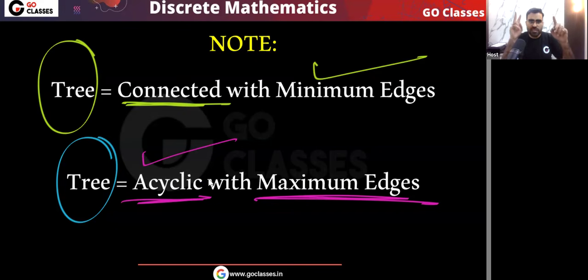These two statements, please understand. Tree is minimally connected graph. Any graph which is minimally connected with minimum number of edges, that will be tree. That is the definition of tree. Also, any acyclic graph with maximum number of edges, that is the definition of tree.